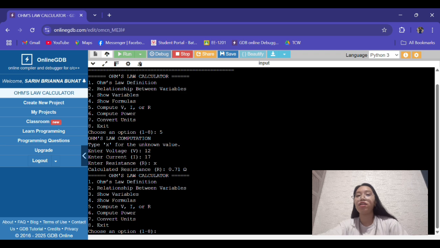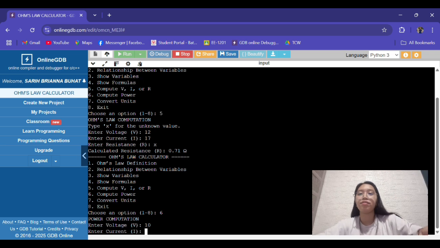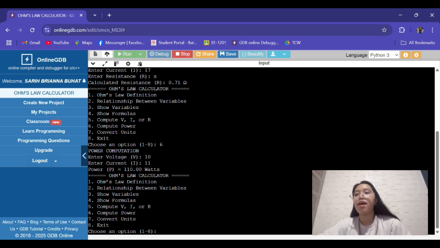And now let's have another one. Let's now compute the power. It's the number 6 option. And we need to now enter the voltage. For example, 10. Current, 11. And now we have a value for power.